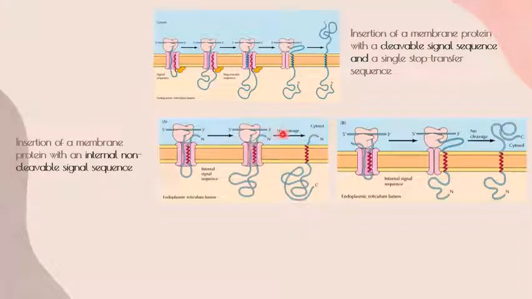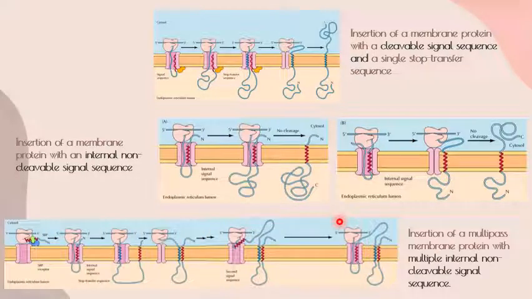So here the N will be outside and the C will be inside, while here the N is inside and the C is outside. The last integral membrane protein sorting will be the insertion of multi-pass membrane protein with multiple internal non-cleavable signal sequences. So here an internal sequence will also act as an anchor in the membrane. Here we will need a stop transfer sequence as the first one.